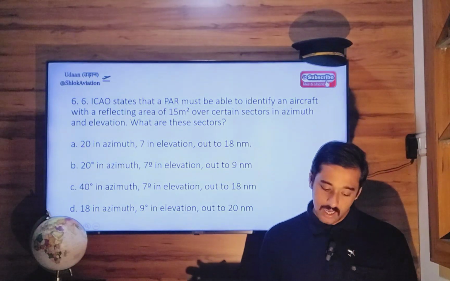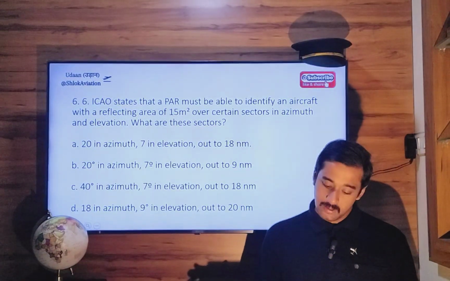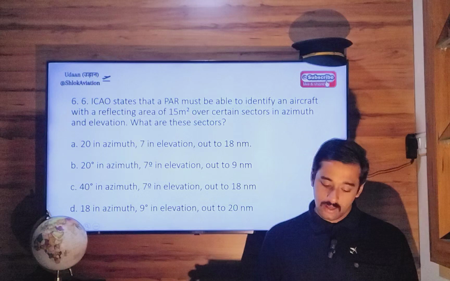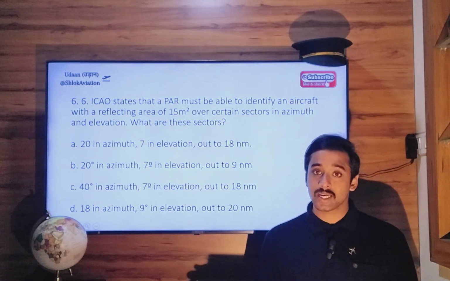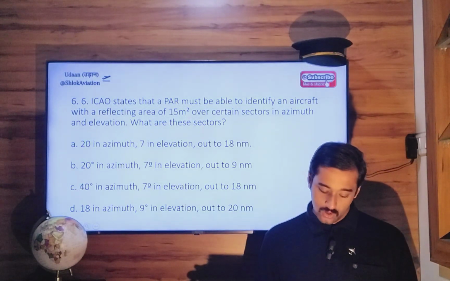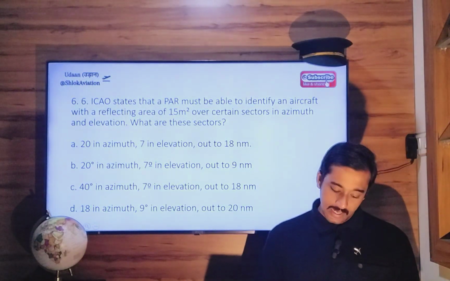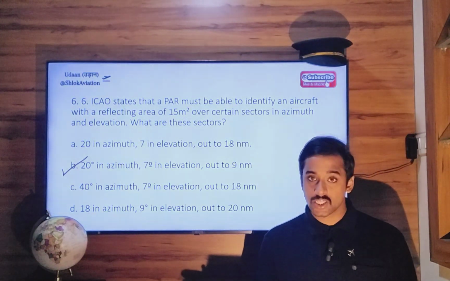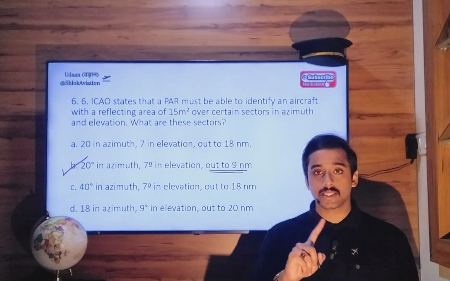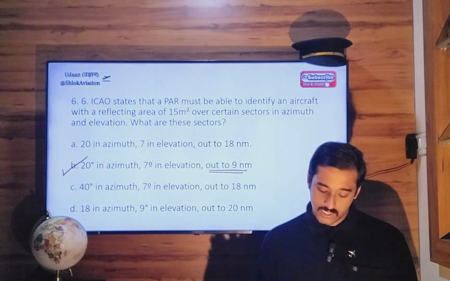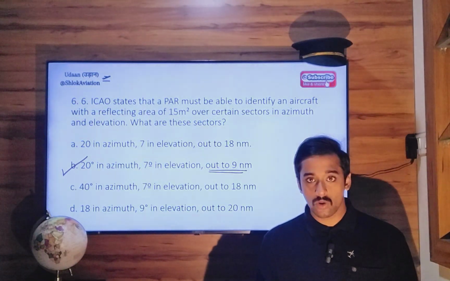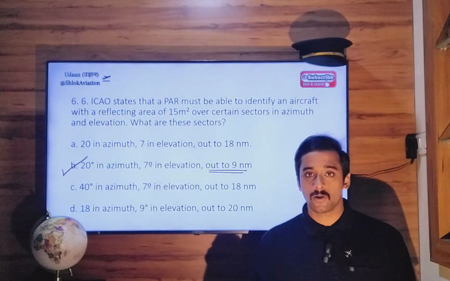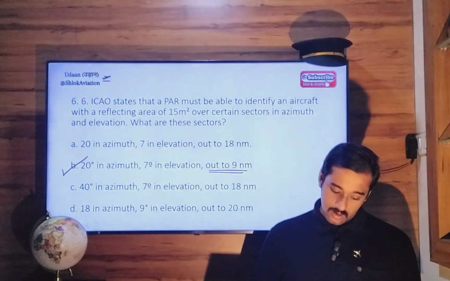Next, question number 6. ICAO states that a precision approach radar must be able to identify aircraft within a reflecting area of 15 meters square over certain sectors in azimuth and elevation. What are these sectors? So the correct option is 20° in azimuth, 7° in elevation, and 9 nautical miles from the runway. Remember this sector: 20° in azimuth, left and right, 7° elevation vertical, and 9 nautical miles away from the runway. So this is the ICAO specification.